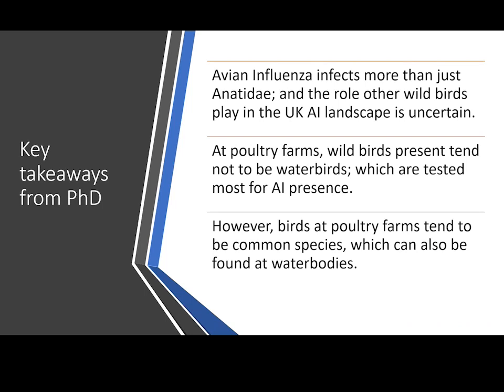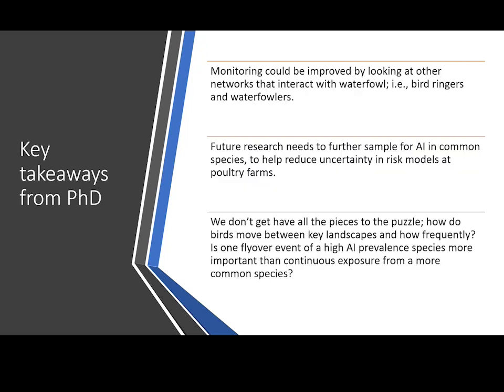And then I just want to get into these key takeaways from the PhD thesis for me: avian influenza infects more than just ducks and anatidae, and the role other wild birds play in the UK AI landscape is uncertain. At poultry farms, wild birds present tend not to be water birds, which are tested most for AI prevalence. However, birds at poultry farms tend to be common species which can also be found at water bodies. So monitoring could be improved by looking at other networks that interact with waterfowl, i.e. bird ringers and waterfowlers.